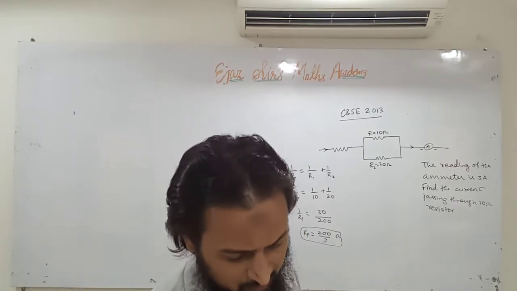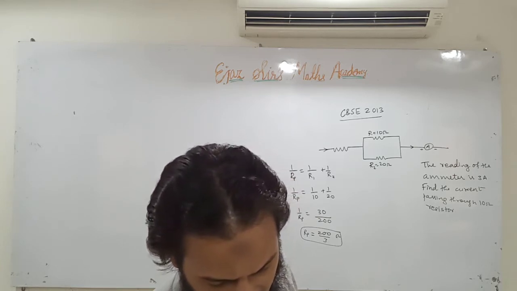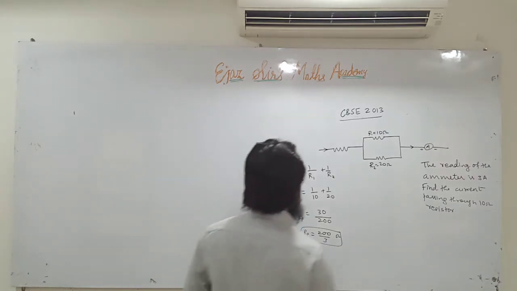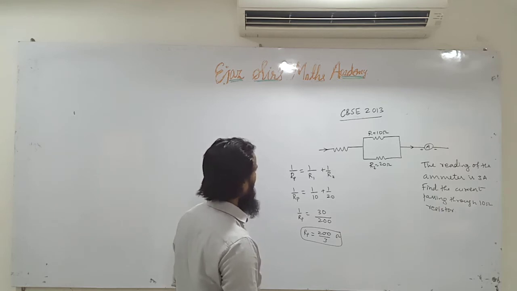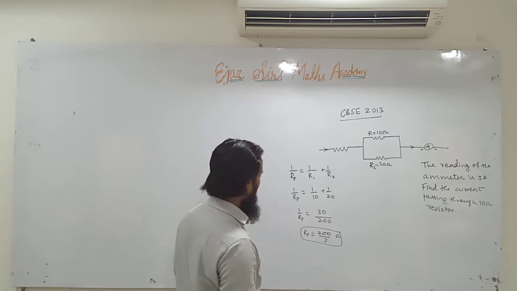The question seems to be incomplete. Find the current through the 10 ohm resistor. They should have given the value of this resistance also. These two have become 200 by 3.